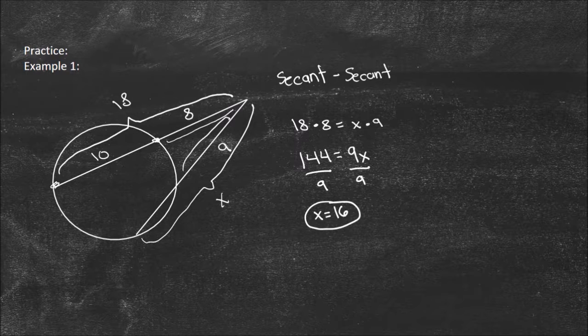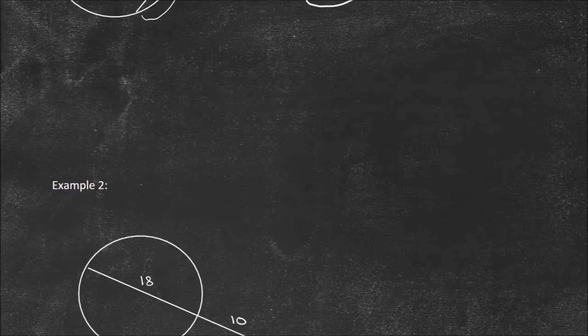So that is the length of the entire secant. So remember our process here. First step was to identify that it was a secant, and then you just go through the rules. So it's not hard problems. The hardest part is really just memorizing the rules. So let's look at the next one.